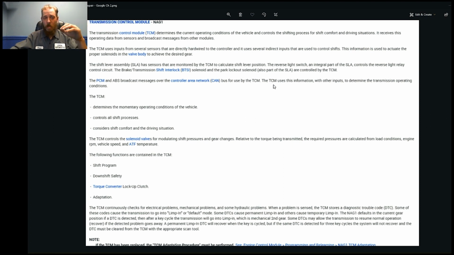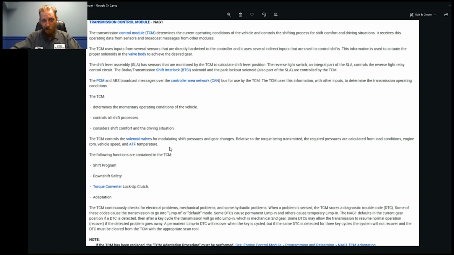We've already looked through the PCM. We see good data there. We're pretty confident with that, regardless of the tune that was put into it. If you recall, we were worried about the software. TCM uses this information with other inputs to determine the transmission operating conditions. So the TCM determines momentary operating conditions, controls all shift processes, considers shift comfort in the driving situation, especially with something like an SRT8 where you have your sport mode, race mode, all that. You're going to have softer, more aggressive, firmer shifts depending on what you're doing.